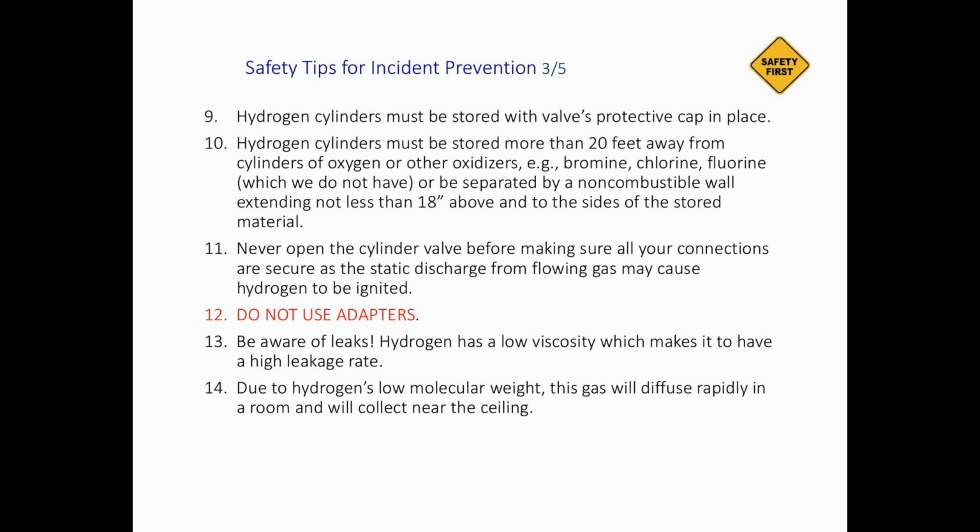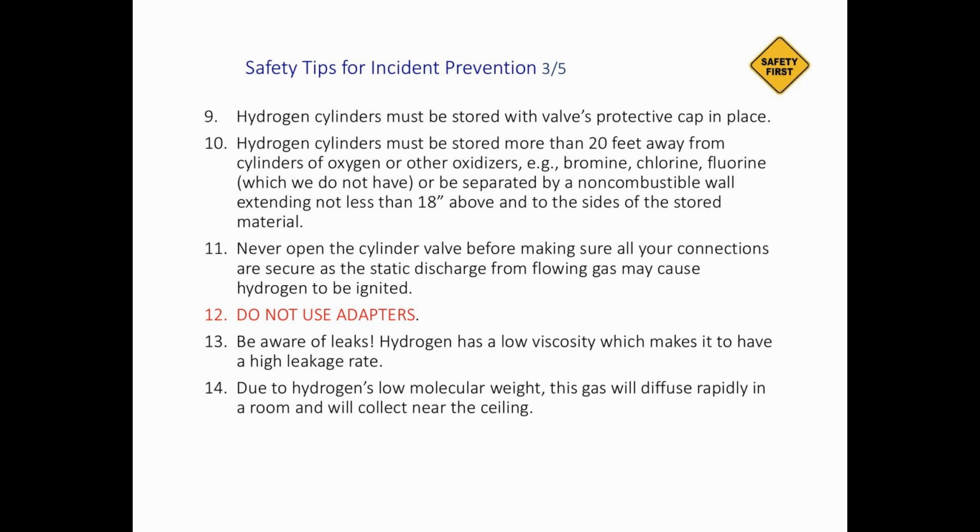Never open the cylinder valve before making sure your connections are secure. This is very important. Even when you connect a regulator, make sure all the connections are tight. Sometimes you, in a rush, forget about it. Without checking it, you thought it's tight. Or when you connect your cylinder, somebody talks to you and you forget to tighten it. Use the wrench. So make sure to double check when you handle hydrogen. It's very important. If you open it with the connections loose, it could create a very dangerous situation.